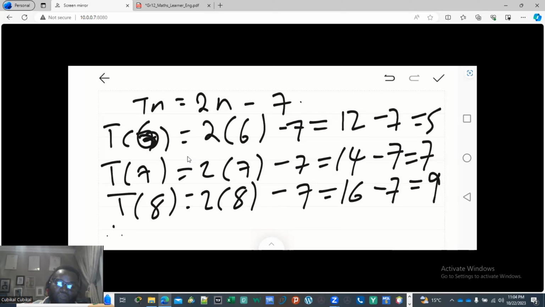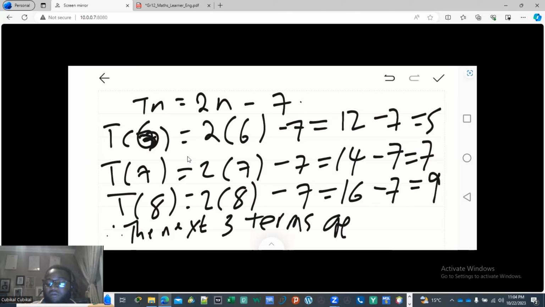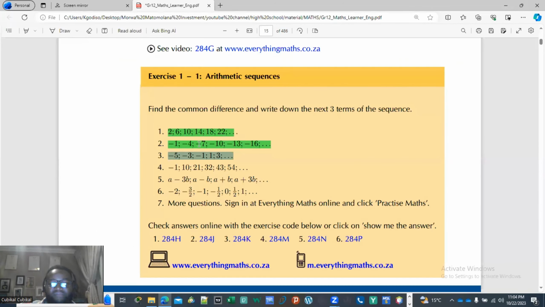So it's always good practice to say, therefore, the next 3 terms, now let me write it properly, terms are 5, 7, and 9. That way, you'll be very much correct. So that is for that one. So now coming to number 4, that was for number 3.